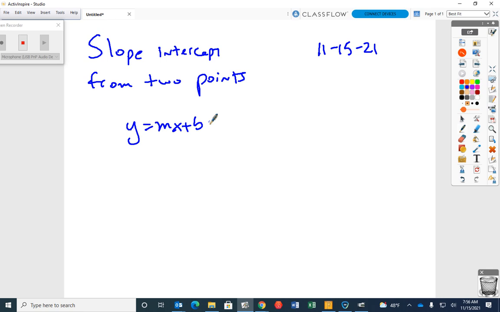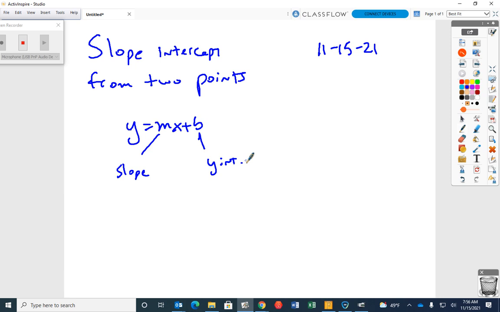What does the m represent? Slope. Okay, so this is the slope, and what does the b represent? Y-intercept, right? Now, if I have a y-intercept and a slope, can I put it into slope-intercept form? Listen to my question. If I have a y-intercept and a slope, can I put it into this form? Yes. Can I graph it? Yes.